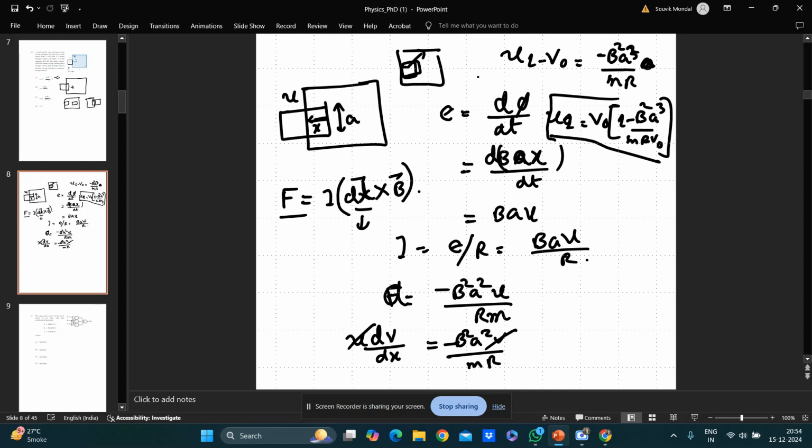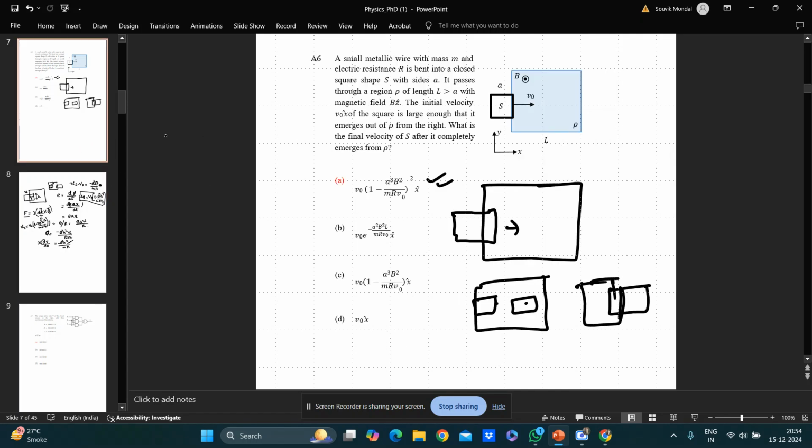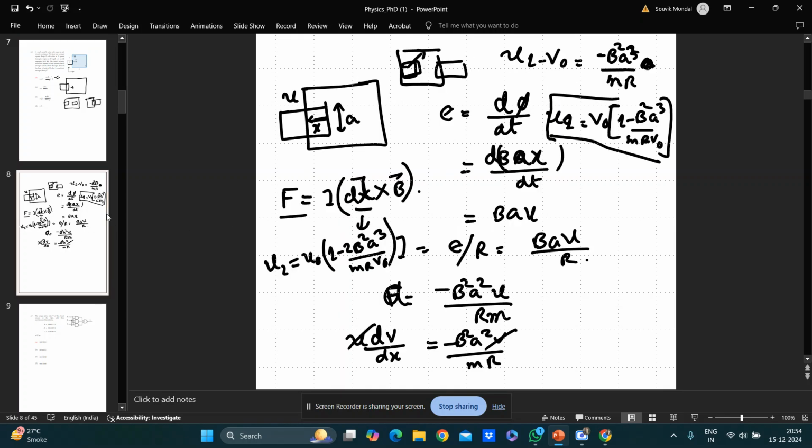Now, when it crosses this region, the same kind of thing will again happen, and again the velocity will decrease by the same amount, according to me, but not according to them. So I think the answer should be one minus two B squared A cube by m R v naught, but they are giving a square. I don't know how this square is coming. So this is my approach. If some of you have solved it, then please let me know by comment.